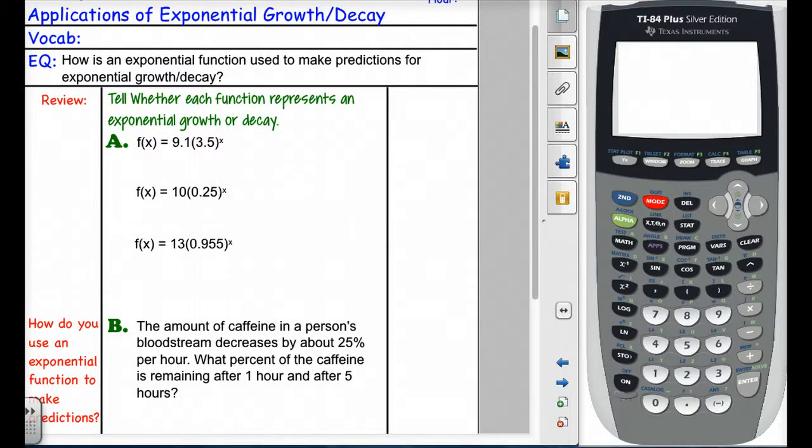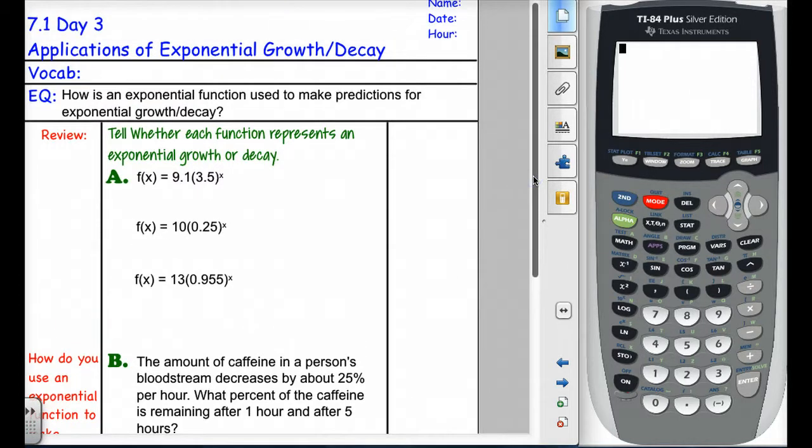Today's lesson really isn't anything new when it comes to exponential growth and decay. We're just adding that application piece. So before we get started with that, I want to give you an opportunity to review being able to identify whether a function represents an exponential growth or decay. So I want you to take a look at these three problems, enter them into Edpuzzle, and then check to see if you are correct.